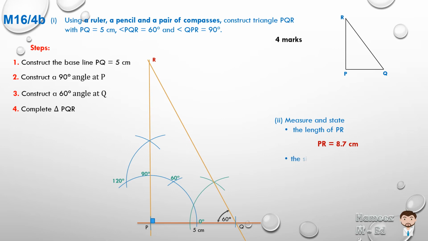And the size of angle PRQ. So PRQ, let's look at the middle letter, that's R. So we want to get the angle up at R, and that is 30 degrees. We can use our protractor and measure it. And we could recall, if two of the angles are 90 and 60, and all three angles add up in a triangle to 180 degrees, then the angle at R up on top must be 30 degrees.